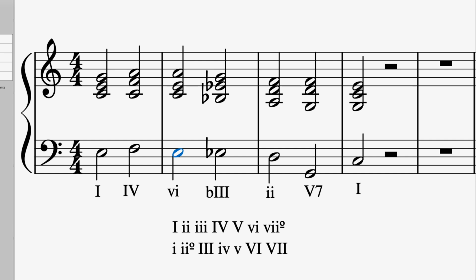So parallel minor means we're in C major, we're going to borrow from C minor. Not to be confused with relative minor, right? Which in C major would be A minor. The parallel minor has the same root note. So most of the time, we're shifting from major key to parallel minor.